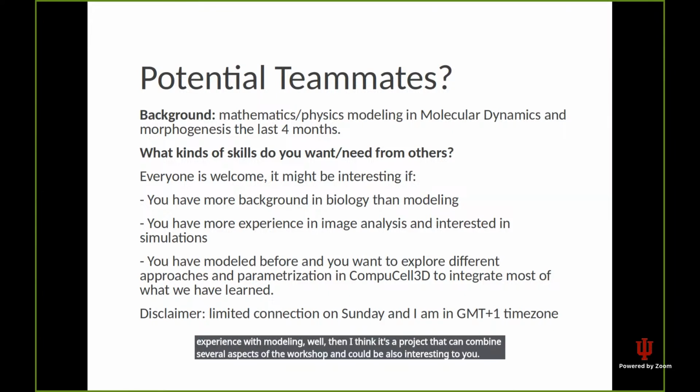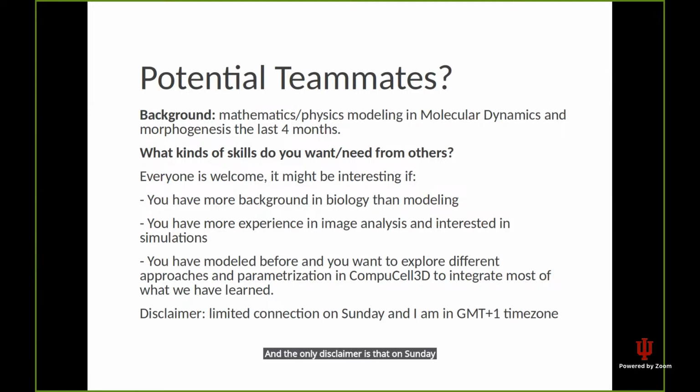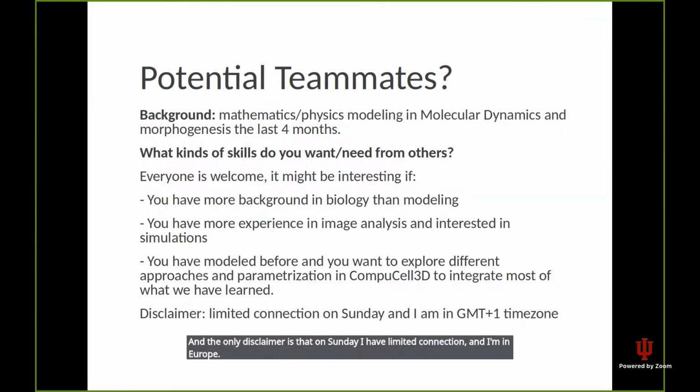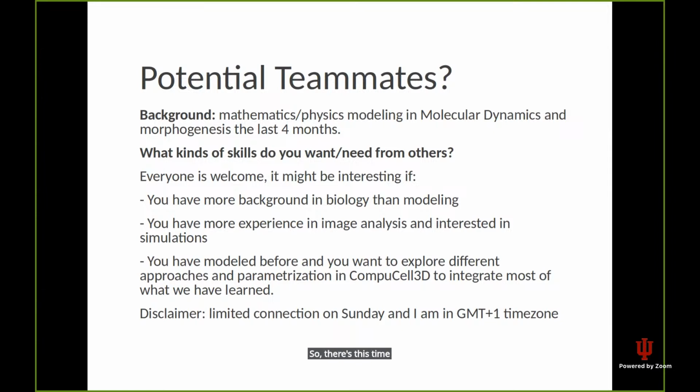The only disclaimer is that on Sunday I have limited connection and I'm in Europe, so there's this time difference to take into account. Thank you. If any of you have any question, happy to answer them.